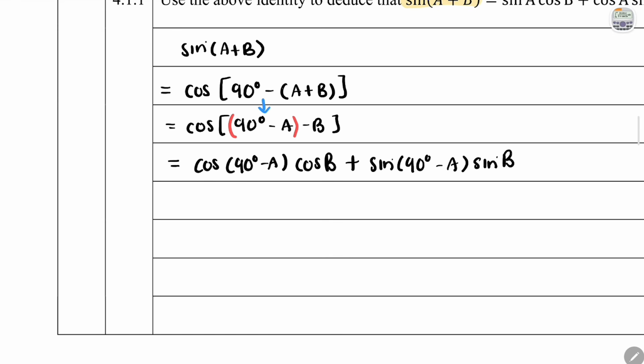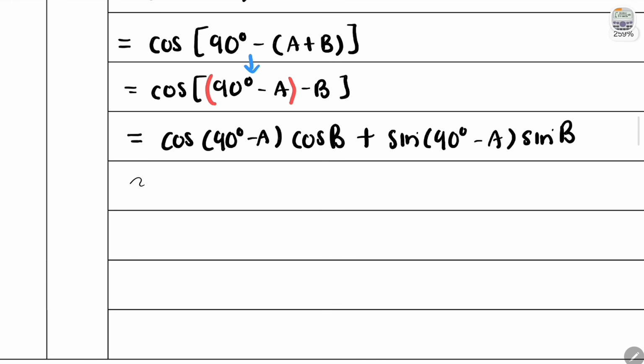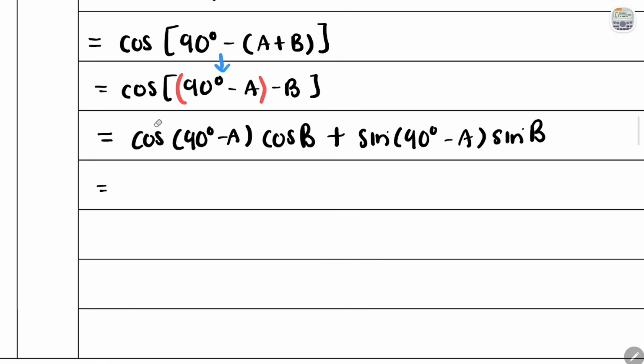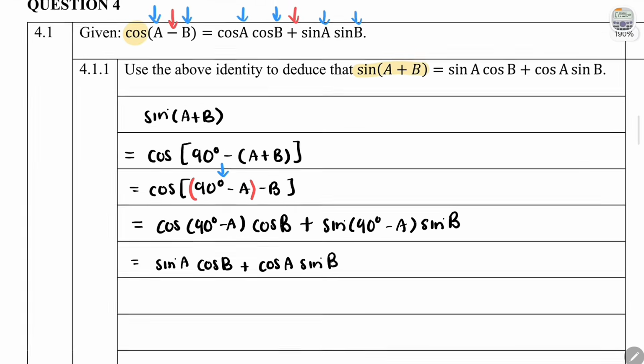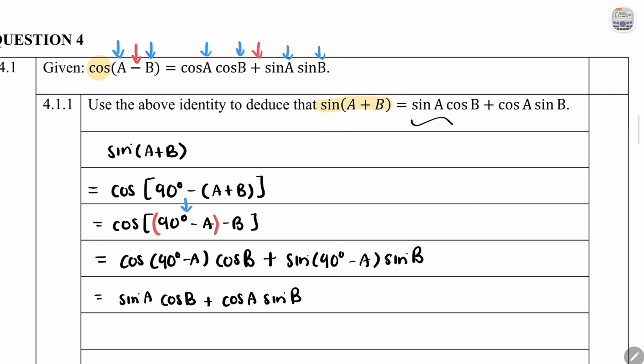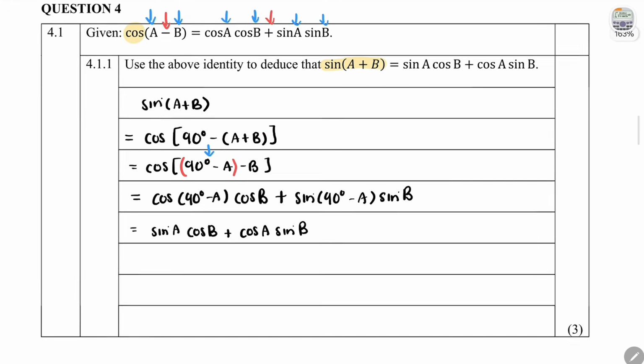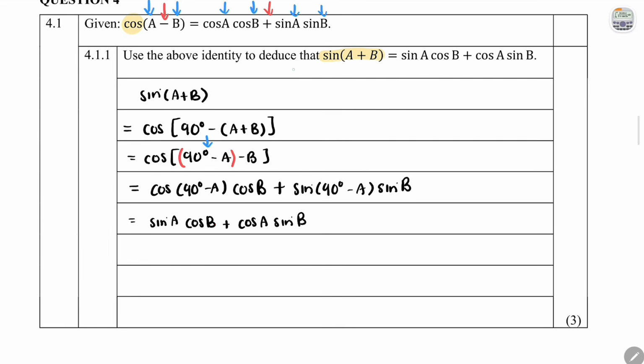Okay, and now all we have to do is simplify further. So we can use cofunctions to simplify this. This will become cos of 90 degrees minus A becomes sine A, and then we have cos B plus sine of 90 degrees minus A becomes positive cos A and sine B. So there we go. It becomes sine A cos B plus cos A sine B, just like this. Okay, so it is finally equal to that, and there we go. We have deduced an identity for sine of A plus B. Moving on to the next question.